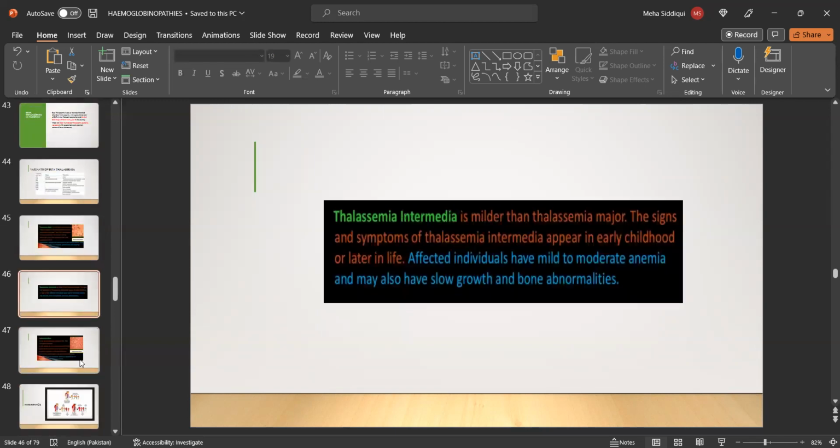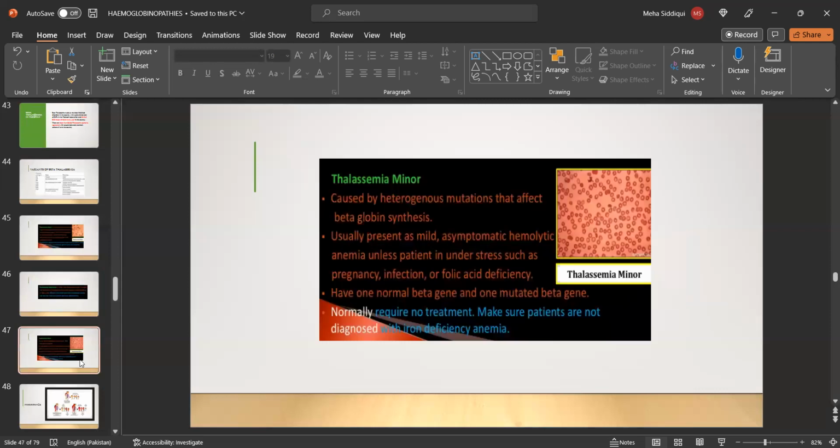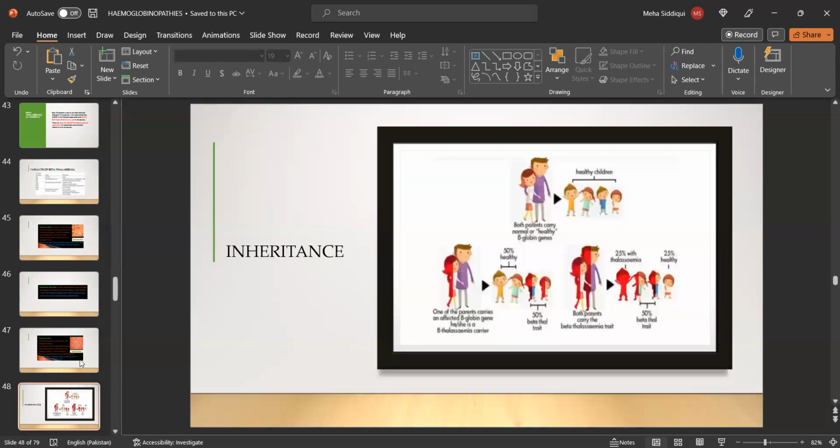Then comes thalassemia intermedia, which is milder than the major variant, and the signs and symptoms appear in early childhood or later in life. Affected individuals have mild to moderate anemia and may show slow growth and bone abnormalities. Then comes thalassemia minor. It is caused by heterogeneous mutations that affect beta globin synthesis. It usually presents as mild asymptomatic hemolytic anemia unless the patient is under stress such as pregnancy, infection, or folic acid deficiency, and these patients have one normal beta gene and one mutated beta gene. It usually doesn't require treatment. However, patients are checked to make sure they are not misdiagnosed with iron deficiency anemia.